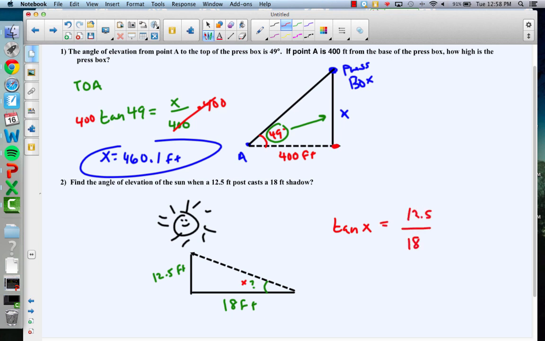And remember from the last section, if you can't find the angle, if you don't have it, this is where you do inverse. So you hit second tangent, so it's got the little -1, and then you type in your fraction. So 12.5 divided by 18, and you close your parentheses. When you do that, you get 34.8 degrees, and you'd be done. And it'll tell you what to round to. Usually we'll do nearest tenth, but if it says otherwise, please make sure you be careful what you round to.